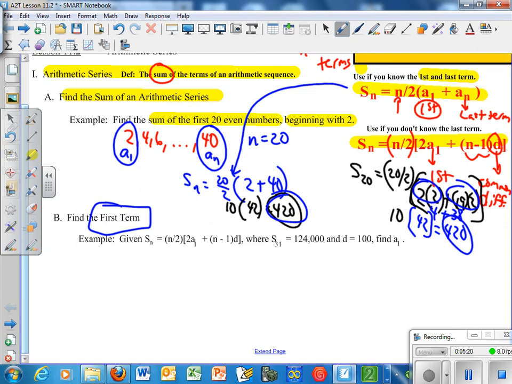So given that S sub n equals, so we're looking at kind of that second formula there, we know this, S subscript 31, or S sub 31 equals 124,000. Okay, that means that n is equal to 31 because of that right there. D is equal to 100. We need to find A1.